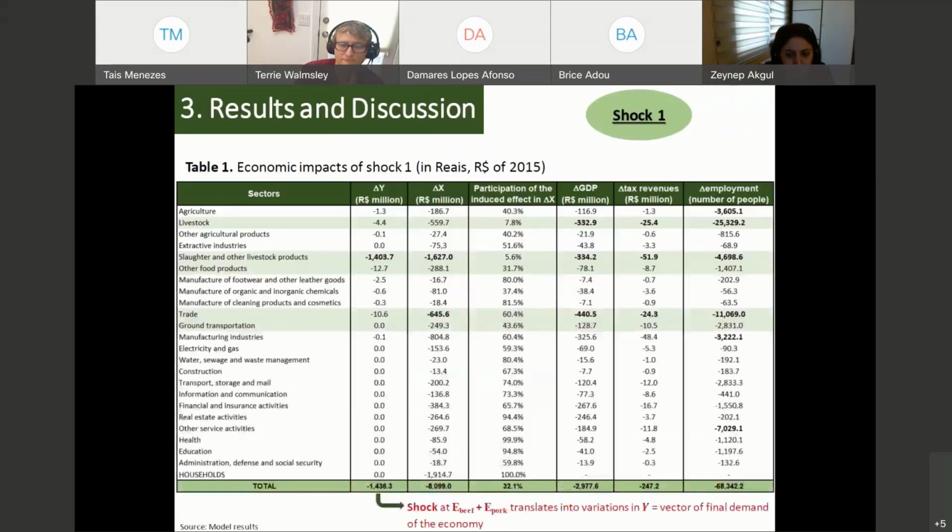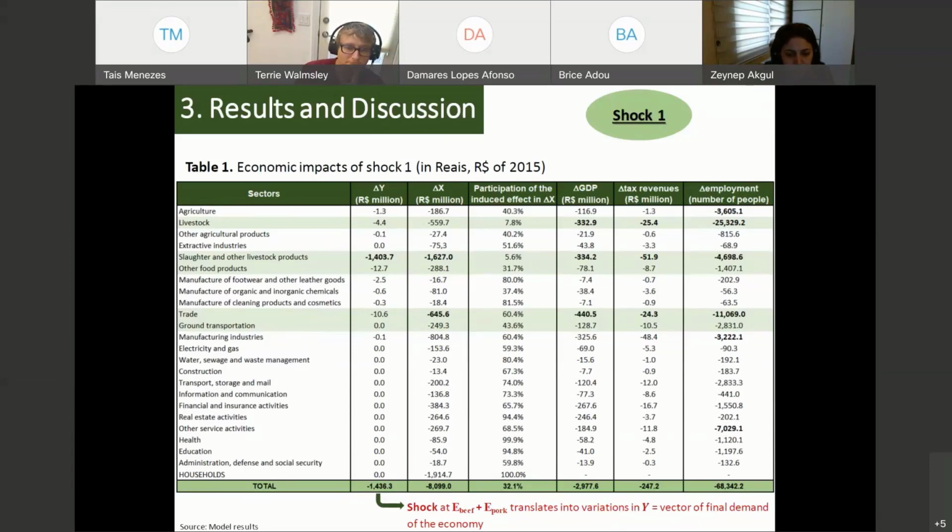And here we have the results. So shock 1 consisted of a negative shock of 1.3 billion in exports of beef and 100.28 million in exports of pork products, totaling a fall of 1.4 billion in the vector of final demand for products, and making the transformations to obtain an equivalent shock in the sectors. So the shocks in products were translated into shocks in the sectors.